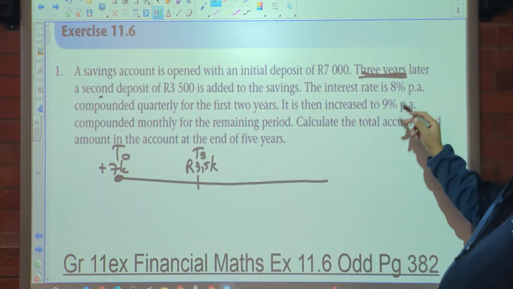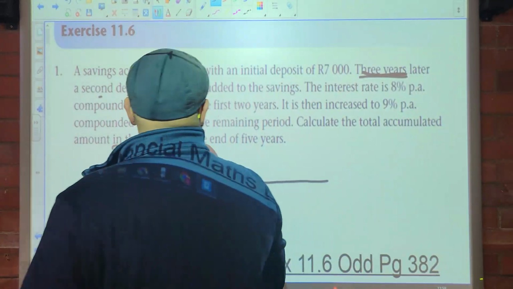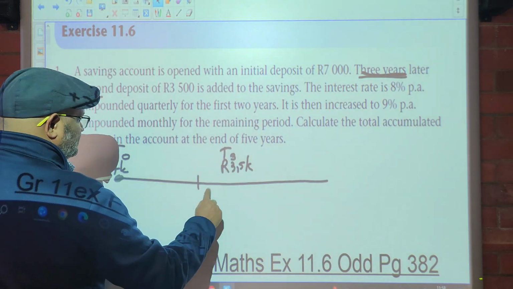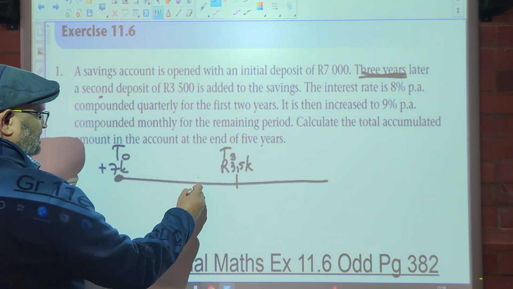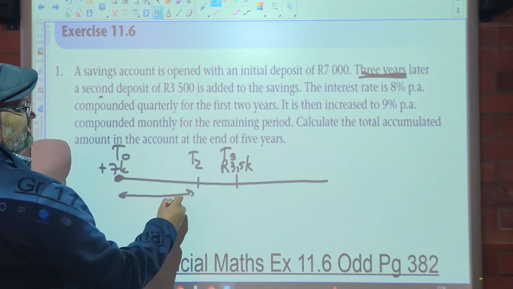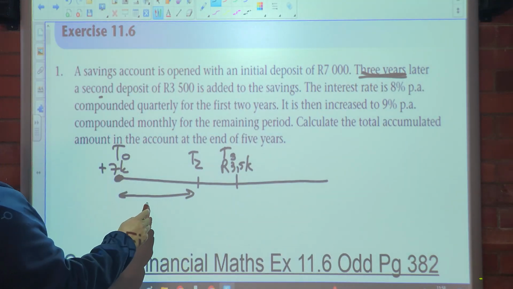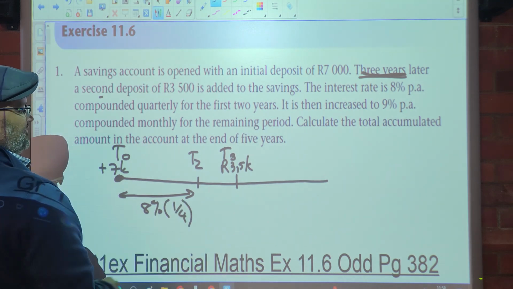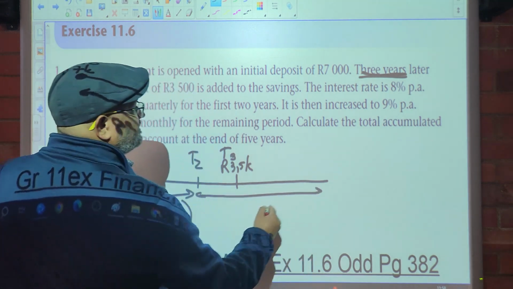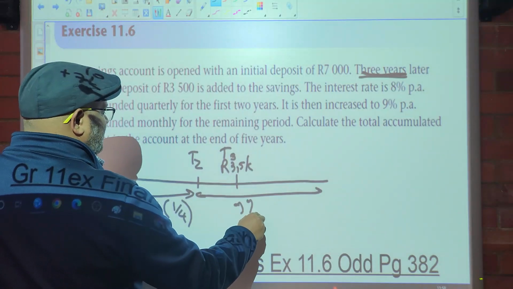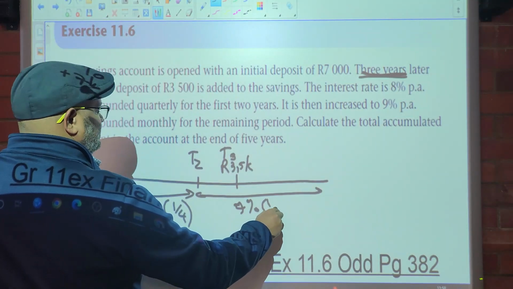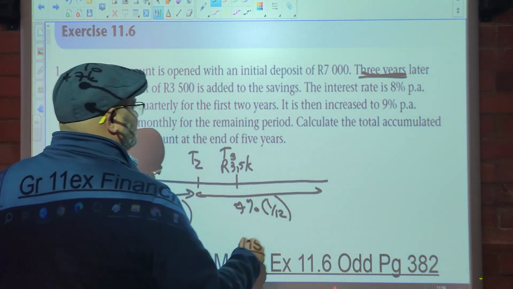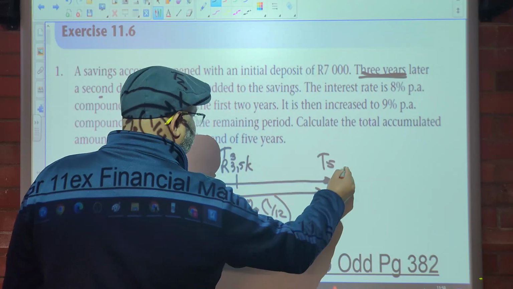The interest rate is 8% per annum compounded quarterly for the first 2 years. So I must make T2 here. And then it increases to 9% per annum compounded monthly for the remaining period. Calculate the total accumulated amount in the account at the end of 5 years.